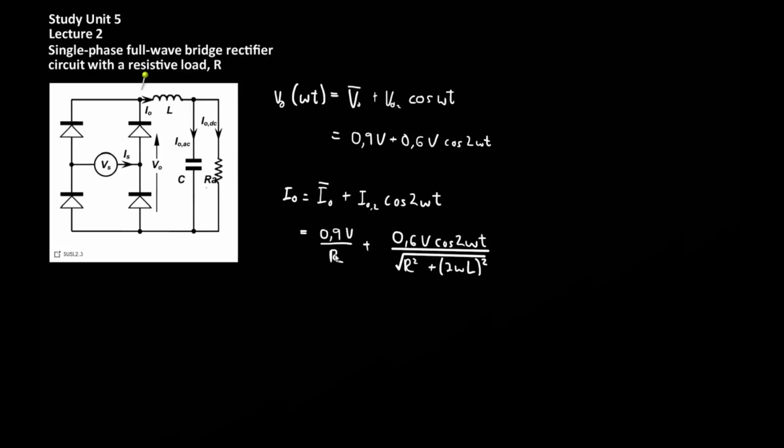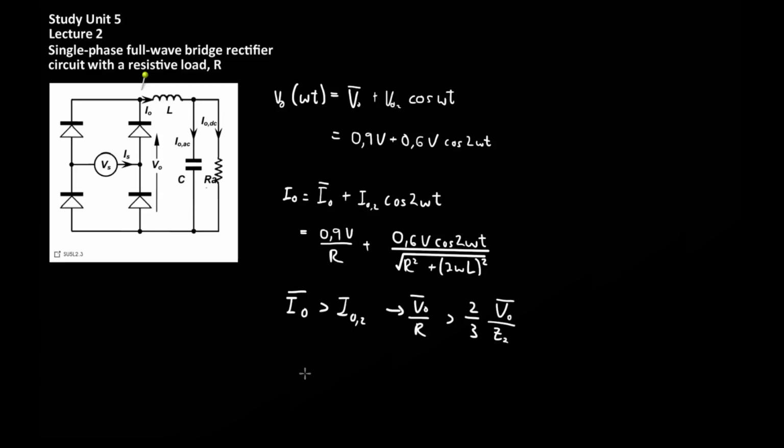For continuous conduction, the average current, I0, given by 0.9 V over R, needs to be greater than the harmonic contribution to the current through the inductor. In other words, the average current needs to be larger than the harmonic contribution. Another way to write this is that the average current, which can also be expressed as the output voltage divided by the resistance, needs to be larger than the average output voltage divided by the impedance contribution of the second harmonic.